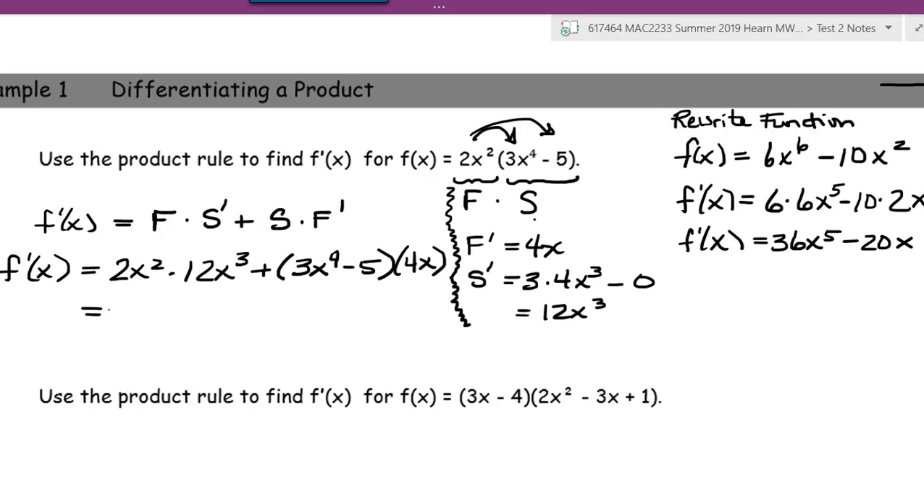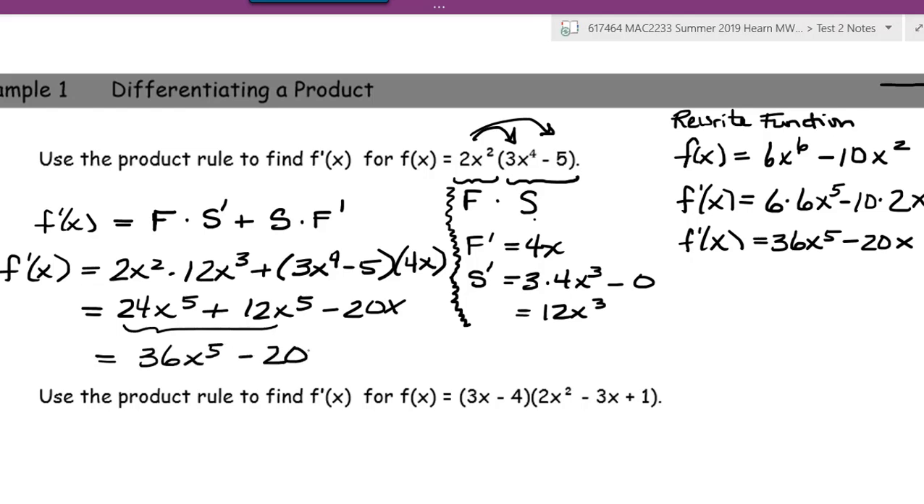So we have 2x squared times 12x cubed is 24x to the 5th, plus, distributing through the parentheses, 4x times 3x to the 4th is going to be 12x to the 5th, minus 5 times 4x is 20x. Now combining these two like terms, we get 36x to the 5th minus 20x.